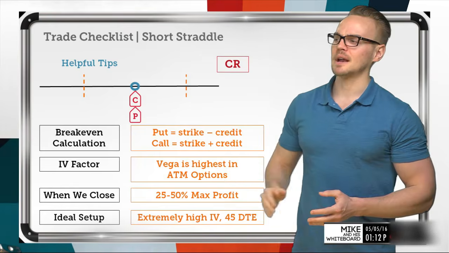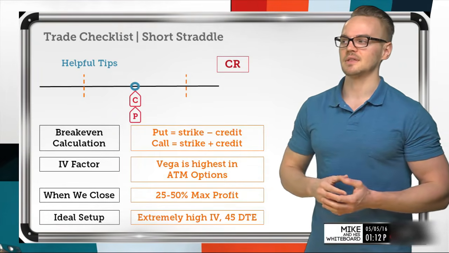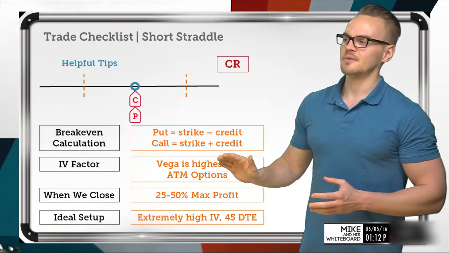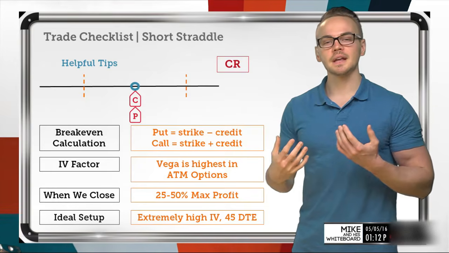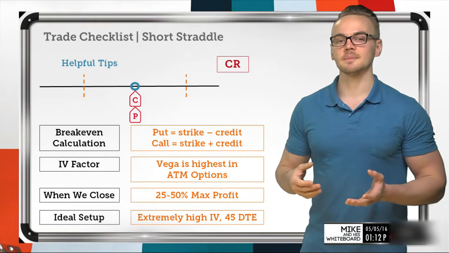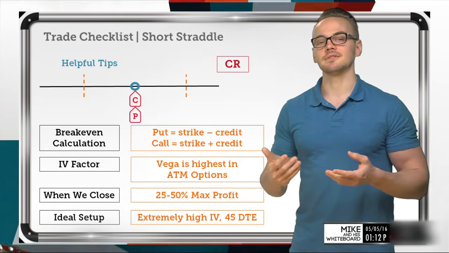One thing I did want to point out is the IV factor and the Vega factor that we're looking at with these strategies here. Vega is going to be highest in at the money options. So when we're looking at trading this in a high IV environment, we might look at the difference between a straddle and a strangle in a high IV environment.